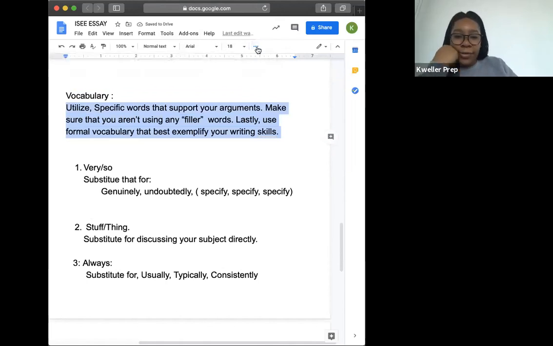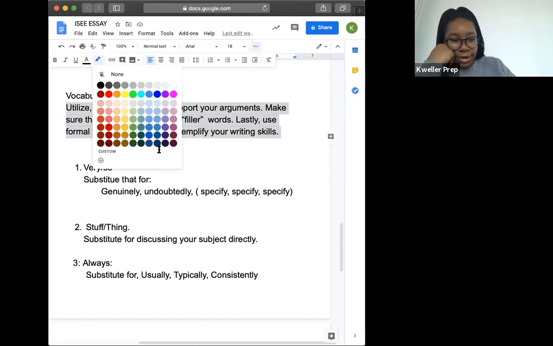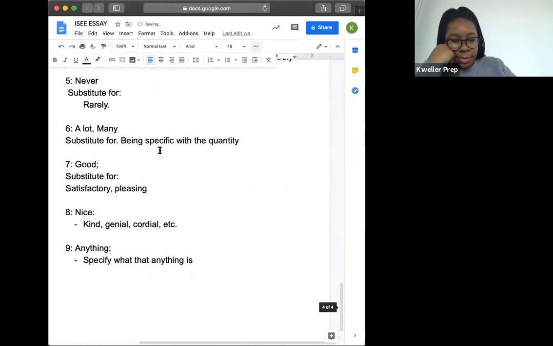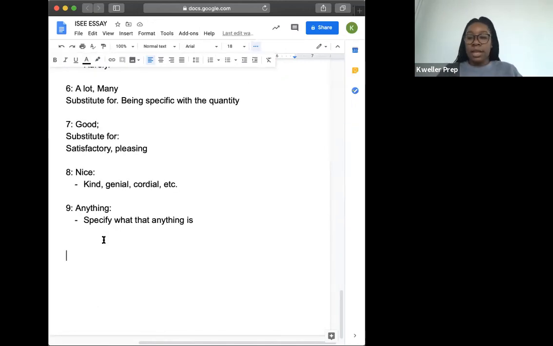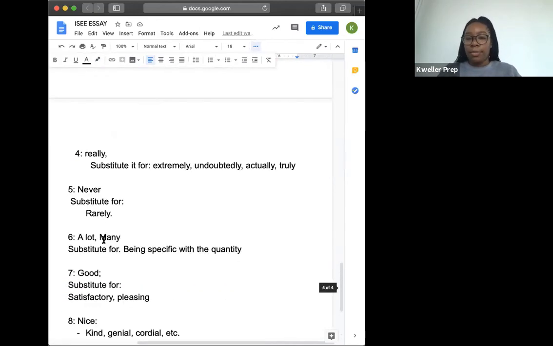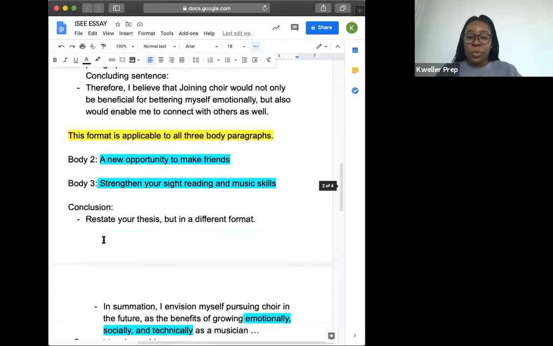Now, after vocabulary and structure, the last really important thing that you must have in your essay, and we actually touched on it before, are transition words.